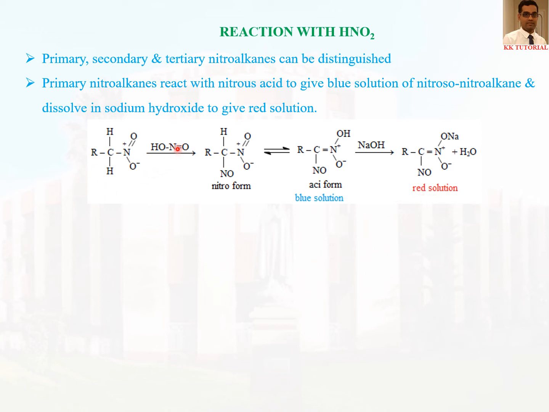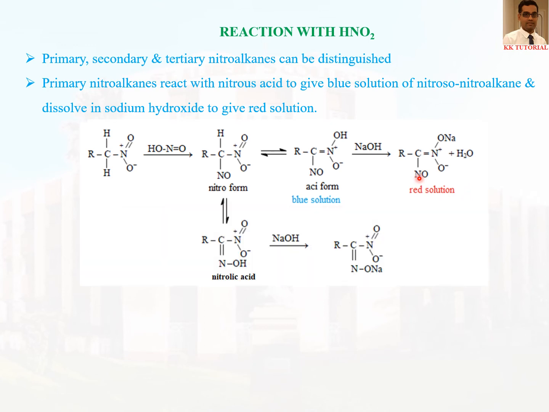Again, NO replaces H to form this nitroso compound. This nitroso compound will be converted to its aciform, that is this H bond comes here, double bond becomes here, so the double bond is shifted to here, so O minus will take H. So this is the aciform.